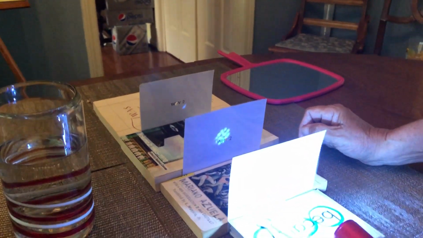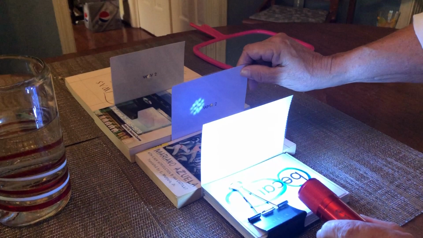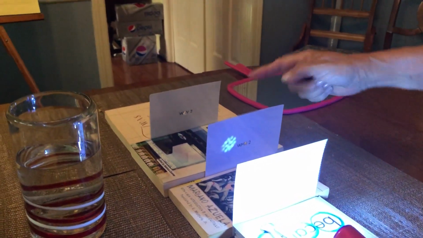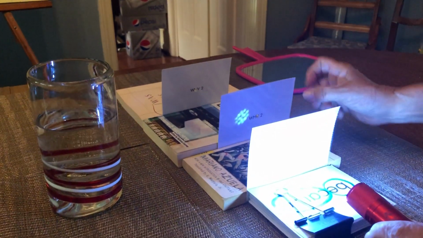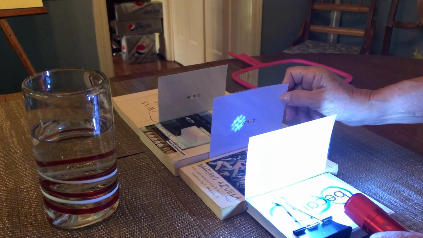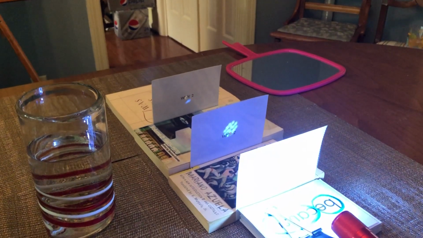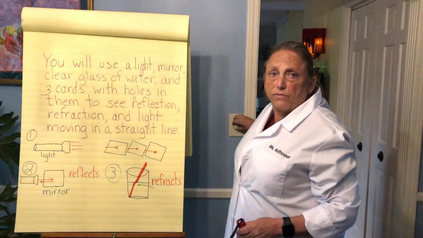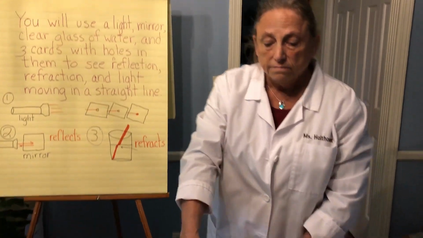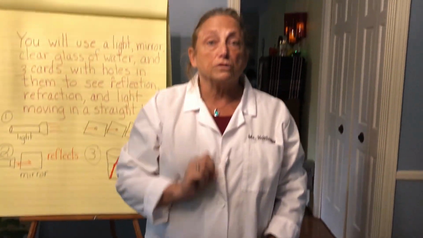If I move it just right, it may go on. But if I move the card over, I block the light and it can't go any further. It's being reflected back onto the first card instead of traveling straight and moving on to card 3. So if light didn't travel in a straight line, it could bend around that card and show up on the card, but it has to be in a straight line. So that's our first experiment.